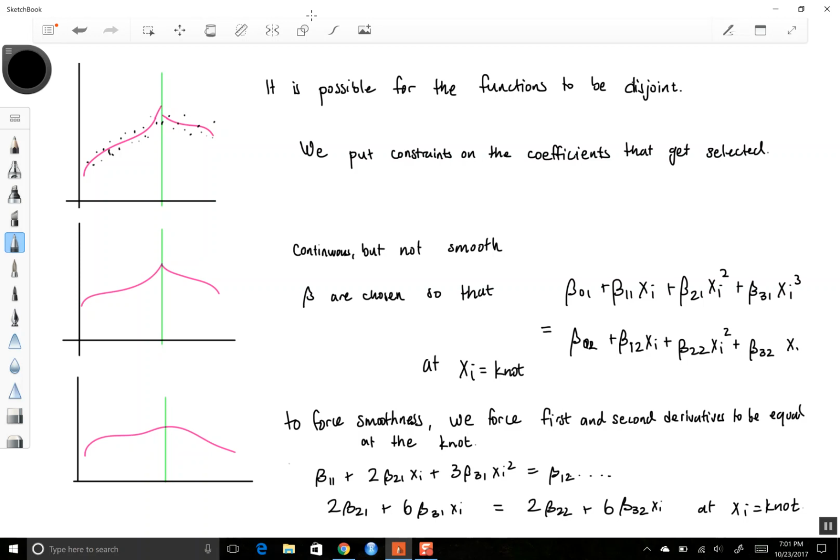Okay, so then, this seems kind of complex, trying to force the smoothness by saying we're going to pick these coefficients so all of this can be done. We can use the basis model to represent a regression spline. Okay, regression spline.